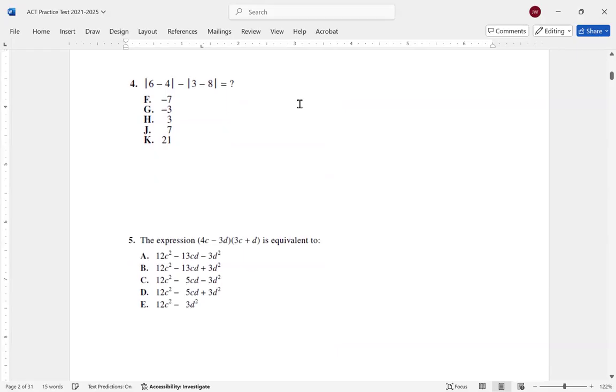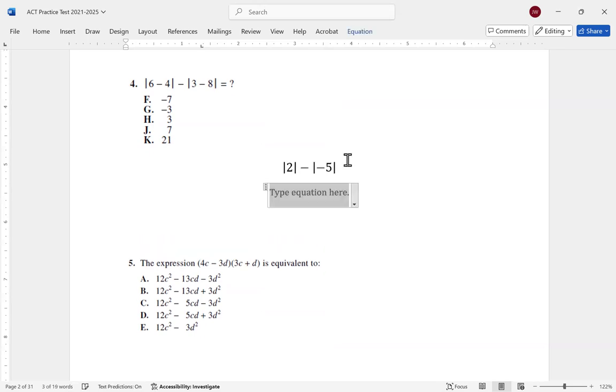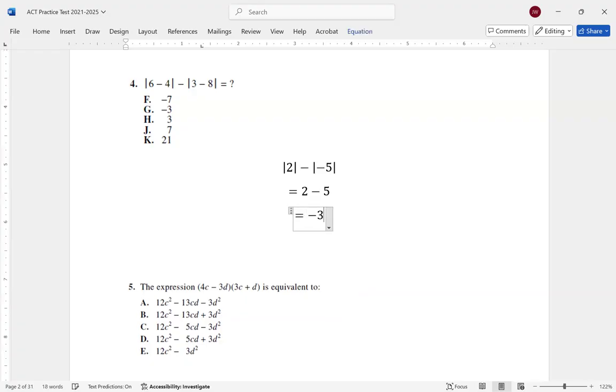Question 4. Absolute value of 6 minus 4, minus the absolute value of 3 minus 8. So when I take 6 minus 4, I get a 2. That's going to be the absolute value of 2 minus the absolute value of 3 minus 8. 3 minus 8 is negative 5. So we get absolute value of 2 minus absolute value of negative 5. Now, when I apply the absolute values, that gives me 2 minus 5. So we get a negative 3 as the answer. So negative 3 is the answer to question number 4, and that is option G.